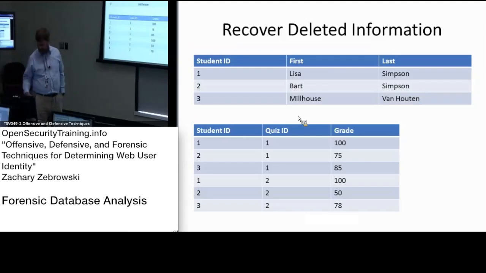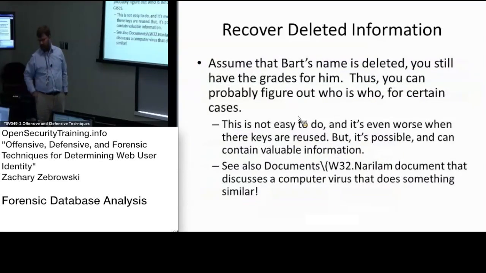If they can produce another attribute that would tie them back to the original user. So if Bart's name is deleted, you could assume that his was the lowest grade in the class versus Lisa's, which were the highest grades in the class. So it's not easy to do, but it might be possible.